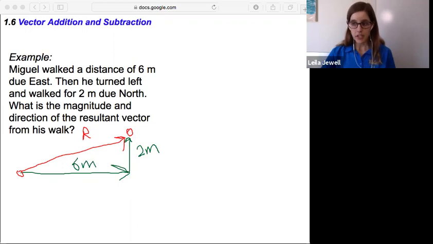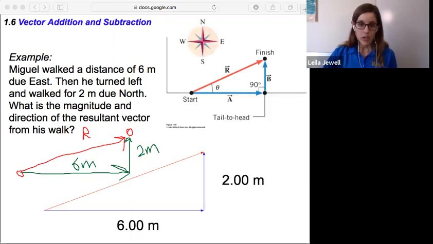So that gives us a picture of how we could do it, right? And that's shown here in this figure where they went through this. Now, we could actually also get the numbers here, because it says to find the magnitude and direction of the resultant vector r from the walk.